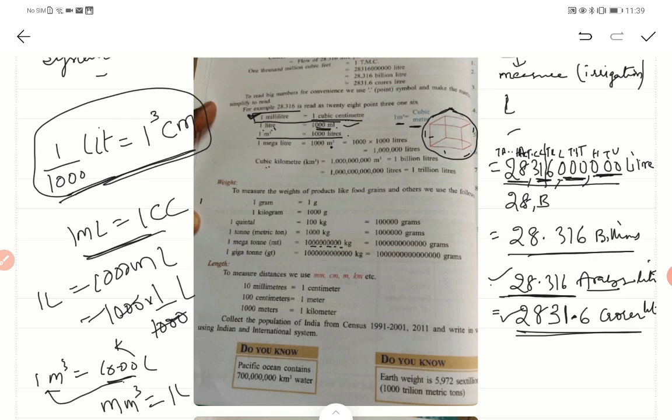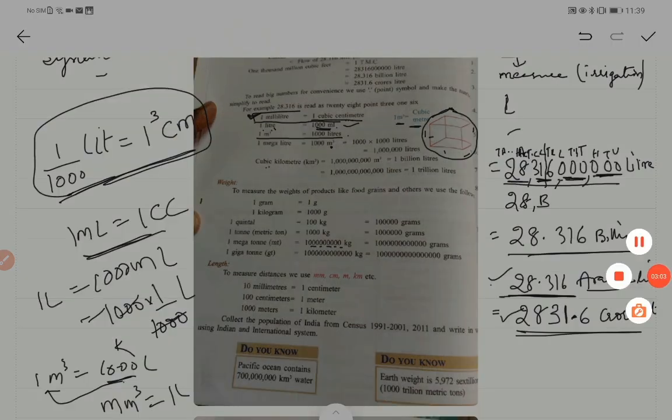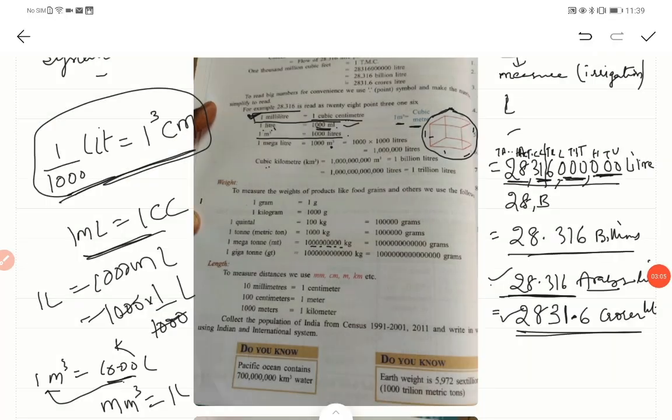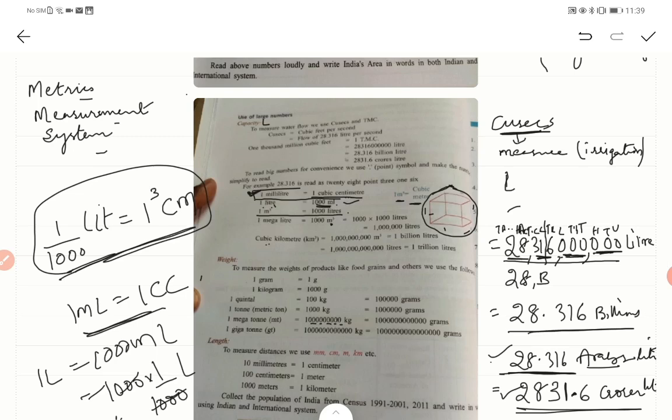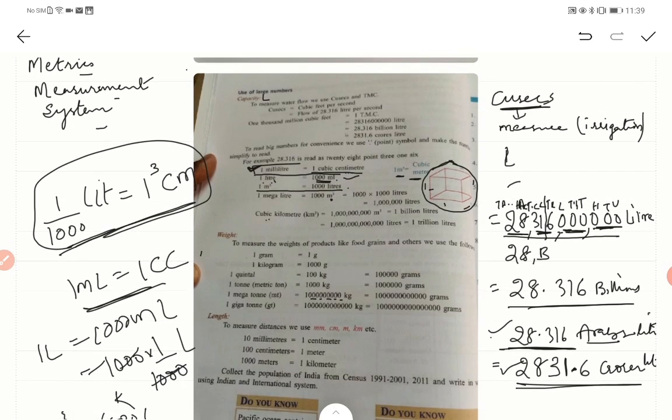Alright. Okay, let's stop here, students. I will continue this. This is just to say that you have measurements, big measurements and small measurements. And for big numbers, how you are going to read them and what the measurements are depends on the type of measurement you're doing, whether it is capacity, weight or length.